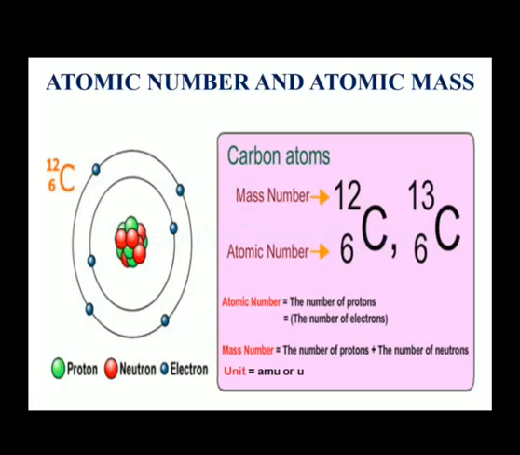Okay. Then what is atomic mass? Atomic mass is nothing but the sum of the number of protons and the number of neutrons. That is merely the particles located inside the nucleus. So the mass of an atom is concentrated at the center. Atomic mass is expressed in AMU, atomic mass unit, or unified atomic mass.